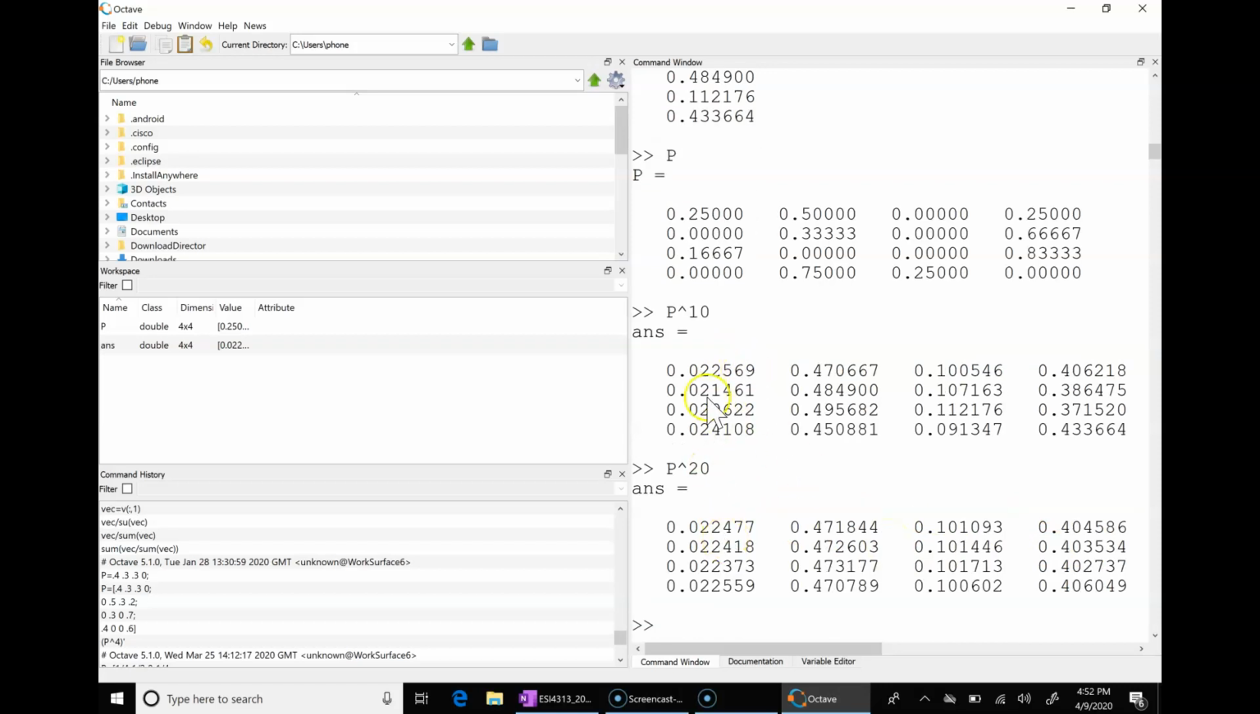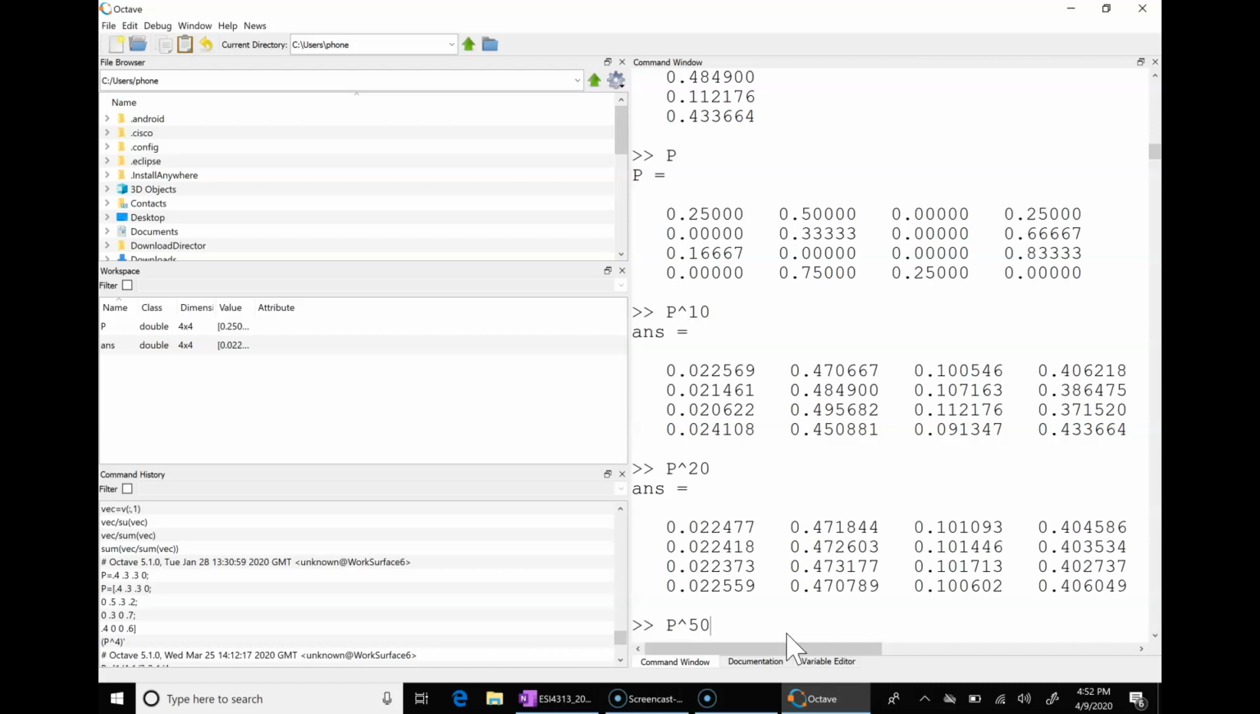And what we should see here is p to the 10th looks pretty dang similar to p to the 20th. These two look very close to each other. And in fact, what we see are the terms converging. So here we have 0.5, here we have 0.7, here we have 0.718. And what you're going to see is these terms all converge. And not only that, the elements in each column are going to converge to the same value.